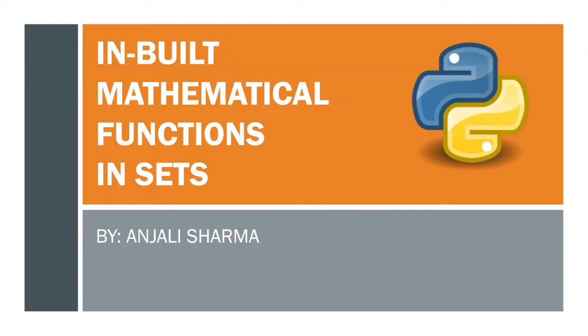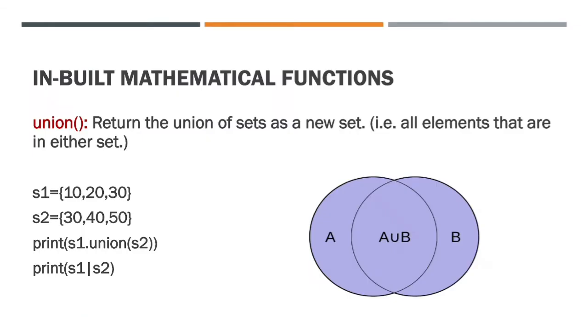In this video, we are going to see about some inbuilt mathematical functions in set. Now, these are those functions which we have actually studied in mathematics and now we are going to simulate them in Python. So talking about the first method that we are going to study is the union method. It returns the union of the set as a new set, that is all the elements that are in either set.